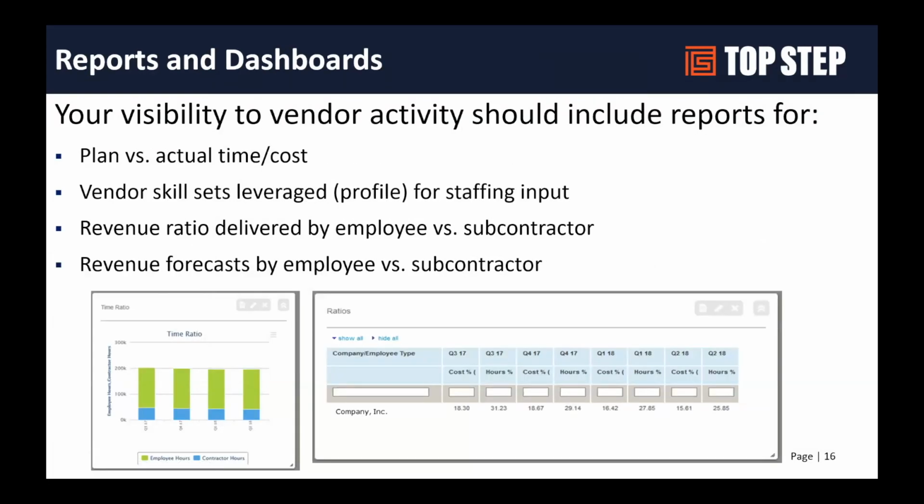A couple of key KPIs we see is, what kind of plan versus actual time or cost have we spent. This would include both employees as well as your vendors. Vendor skill set leverage profile, for being able to staff your vendors with the same skill sets your employees might be using. You also may want to look at your revenue ratio. What kind of revenue are we generating from our employee base versus our contractor base? You can also do that by margin. What kind of margin are we generating from our employee base versus our contractor base? So all good information to tell a story.